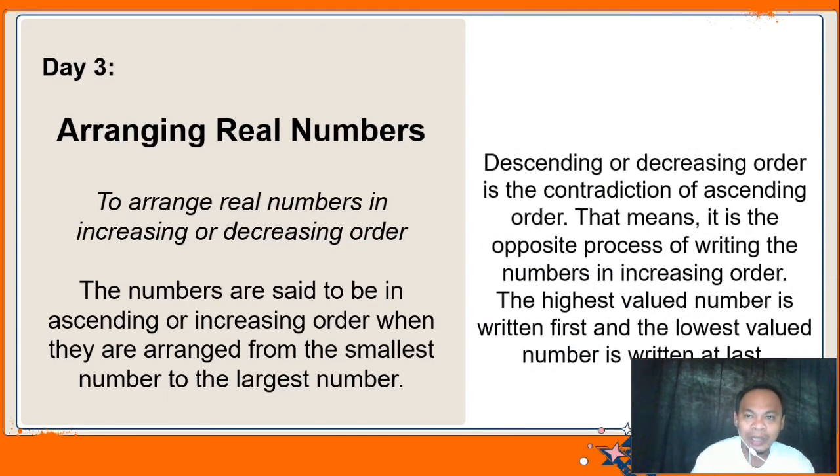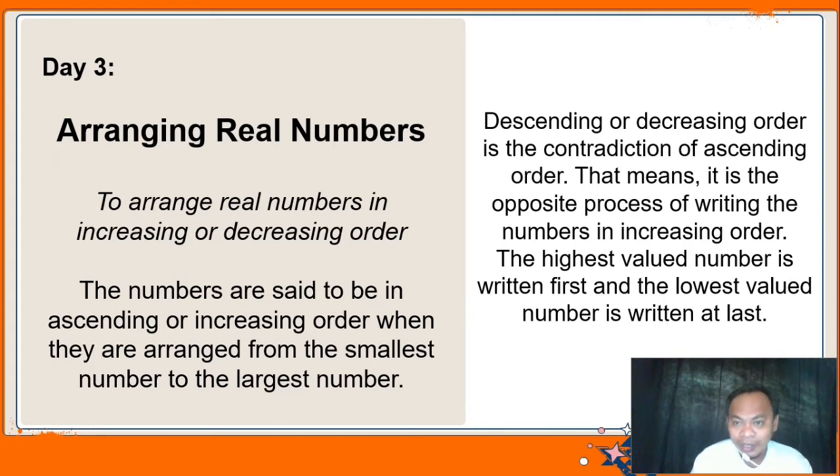Then meron po tayong tinatawag na decreasing or descending order, which is the contradiction of ascending order. So pag sinabi natin decreasing or descending, kabaliktaran sa ascending order. That means it is the opposite process of writing the numbers in increasing order. So yung ating increasing or ascending is from smallest to largest, while decreasing or descending is from largest to smallest, or the highest value number to the lowest value number.